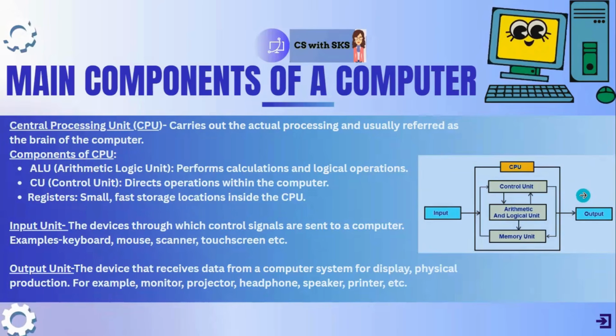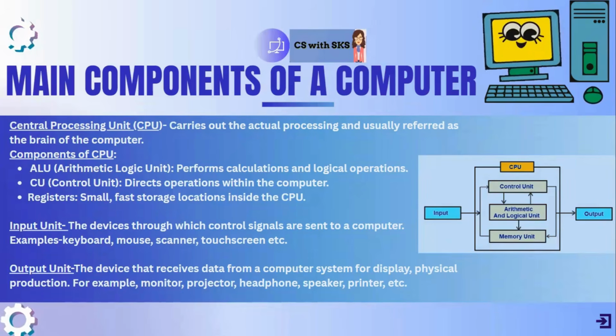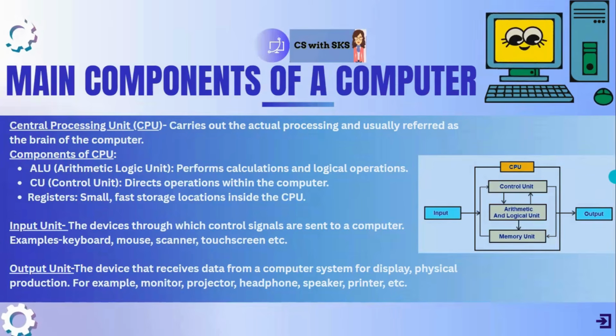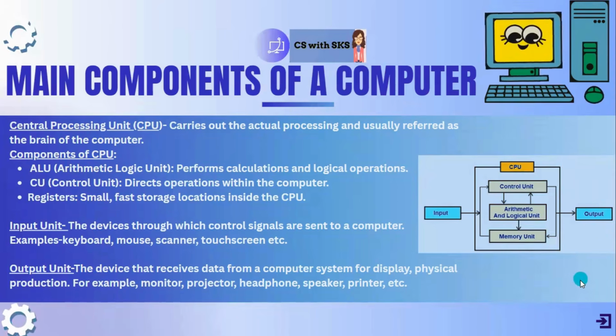Then comes output unit. These show what your computer says back. Basically all the results are shown back to us through output devices, whether they are on screen or in the form of hard copies, all done by output devices. For example, monitor, projector, headphone, speaker, printer, all these are output devices.